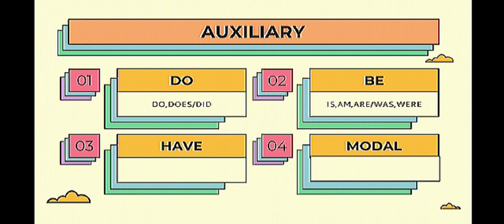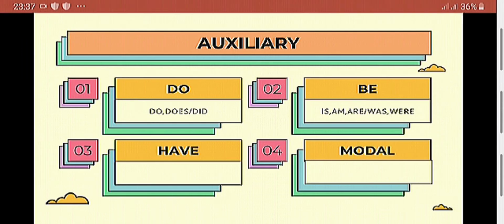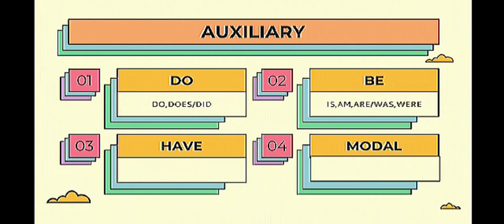If is, are, and was, were diikuti verb ing, kata kerja bentuk ing bermaknanya sedang. Example, I am eating. I was eating. If is, are, and was, were diikuti verb 3, kata kerja bentuk ketiga bermaknanya pasif. Example, the bread is eaten. The bread was eaten.